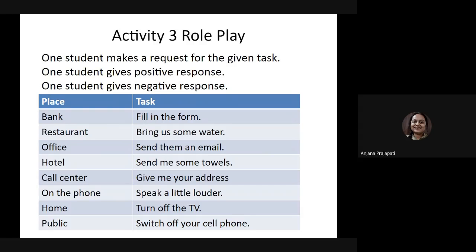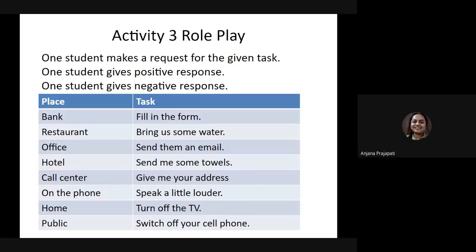So I would request all of you to write a small conversation, draft the dialogues to be spoken by both the parties, involving the request. Did you understand the task? Can you explain again?